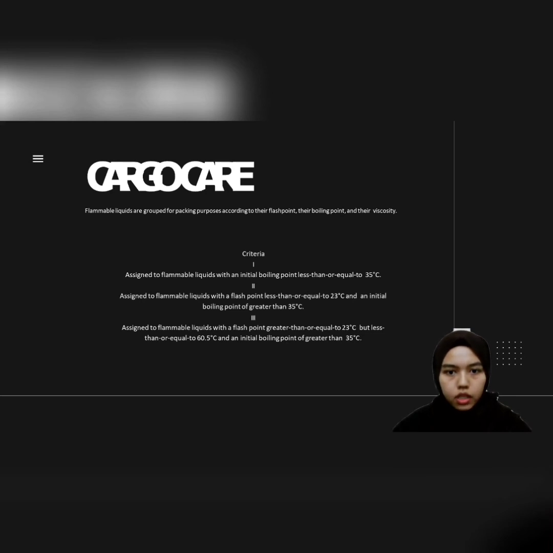So for today, I will explain about cargo care. Flammable liquids are grouped based on their flash point, boiling point, and their viscosity. There are three types of cargo care. The first one is assigned to flammable liquid with an initial boiling point less than or equal to 35 degrees Celsius. The second one is assigned to flammable liquid with a flash point less than or equal to 23 degrees Celsius and an initial boiling point of greater than 35 degrees Celsius.